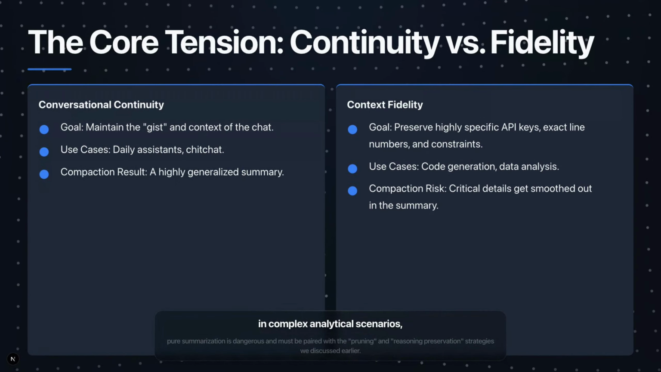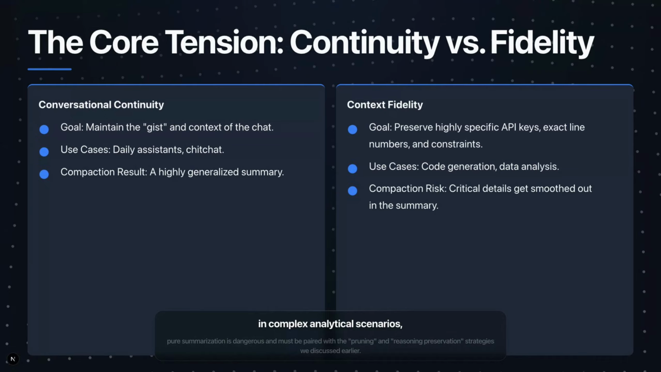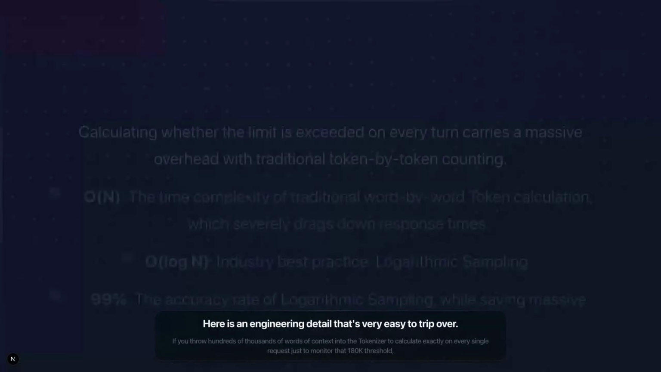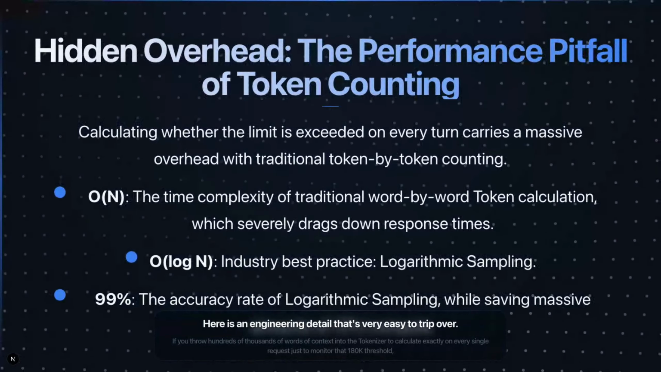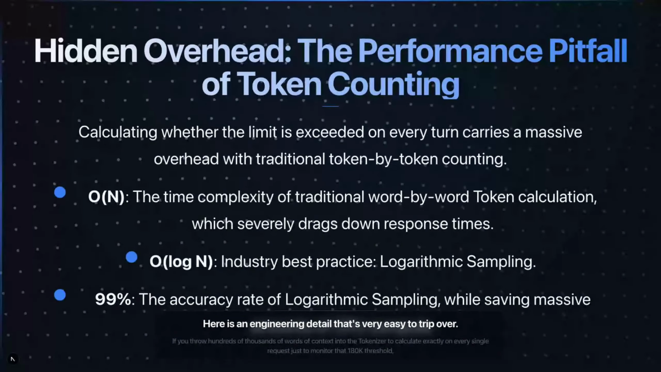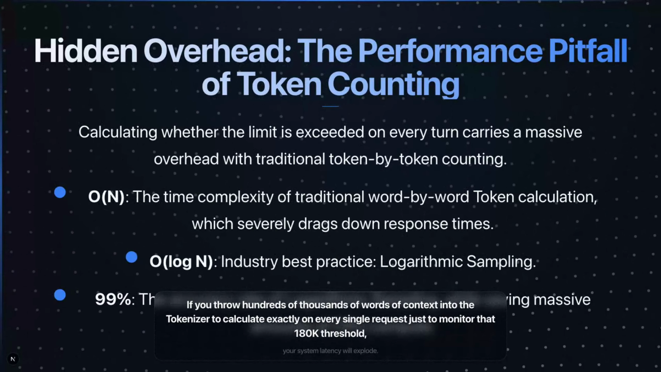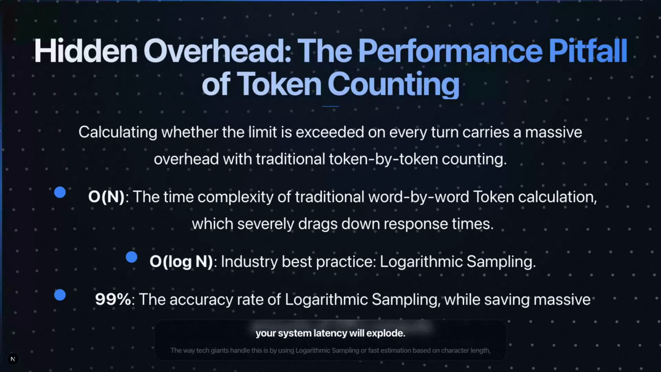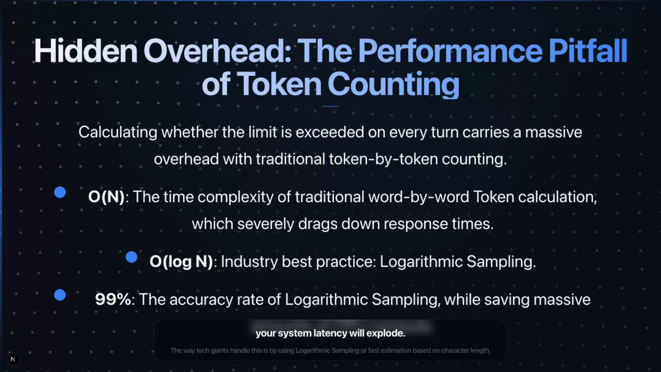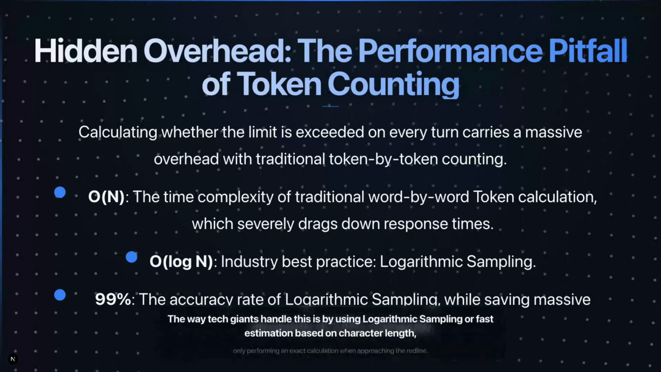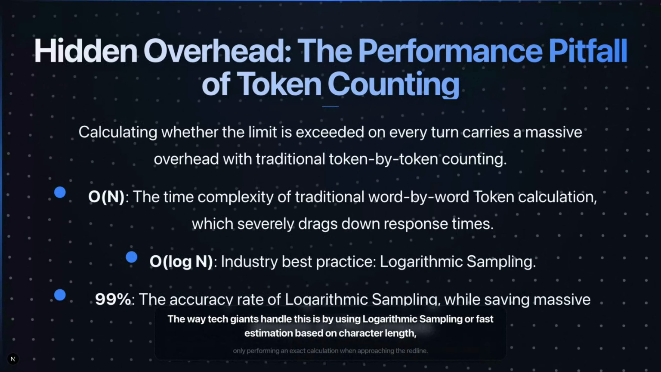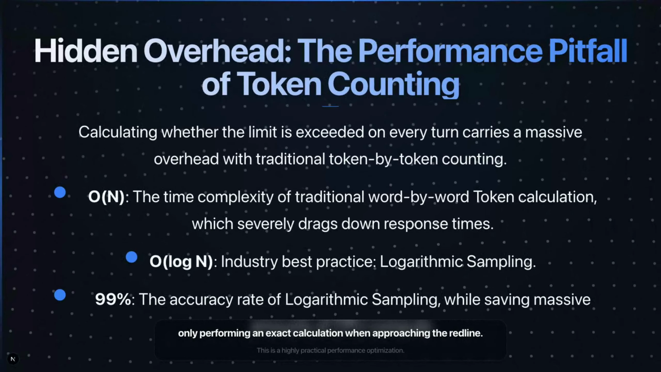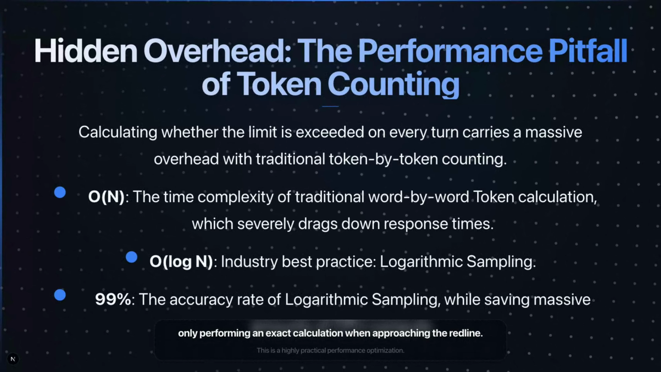Here is an engineering detail that's very easy to trip over. If you throw hundreds of thousands of words of context into the tokenizer to calculate exactly on every single request just to monitor that 180K threshold, your system latency will explode. The way tech giants handle this is by using logarithmic sampling or fast estimation based on character length, only performing an exact calculation when approaching the red line. This is a highly practical performance optimization.